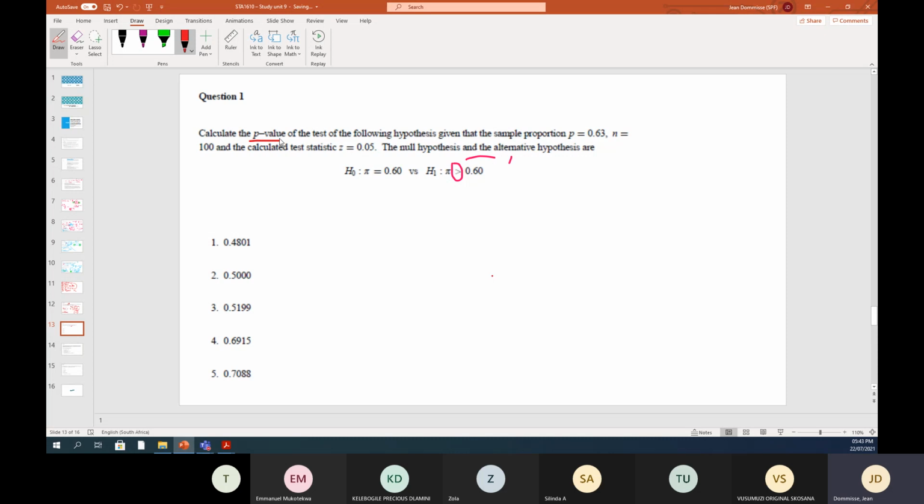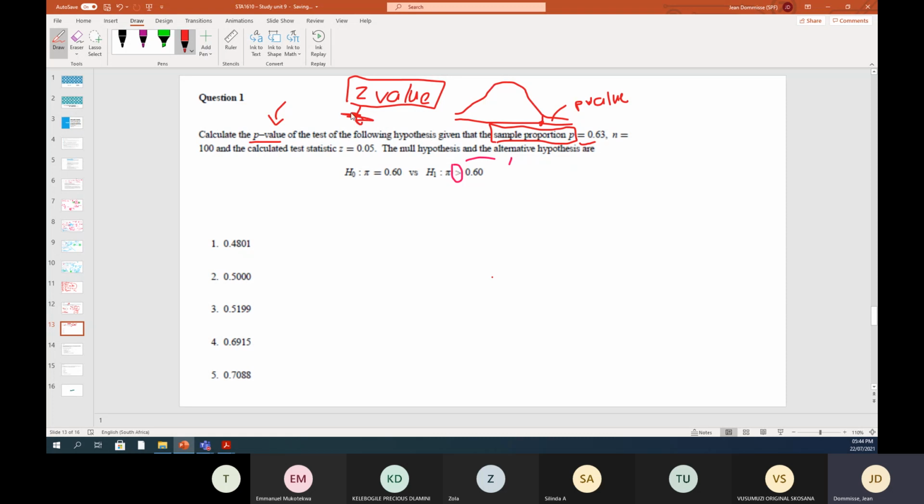Calculate the p-value. So to calculate the p-value, we will need to work out what is the z value. We will need to look at this diagram, and wherever the z is, we will need to work out the p-value. Okay, I now assumed it is z, but it can also be t. So let's just look at what is the rest of the information. Calculate the p-value of the test of a following hypothesis given sample proportion. Remember back again in study unit 6, sample proportion is always z. Okay, so it is not t, so we're working with a z.